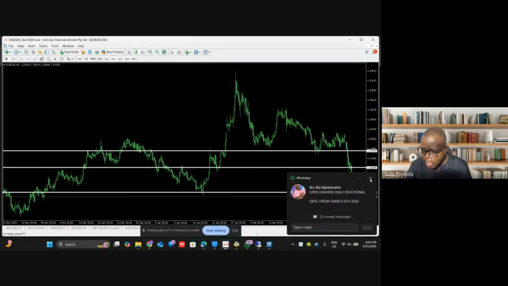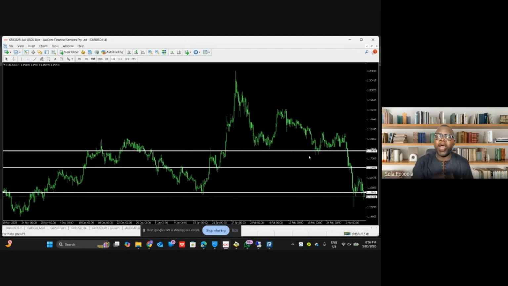So how do we understand this support and resistance zone? There are tools. Today we have indicators that can help you to identify the support and the resistance zone. Now, like I said, there's a difference between the demand zone and the supply zone. They are two different things. Today we are focusing on support and resistance.